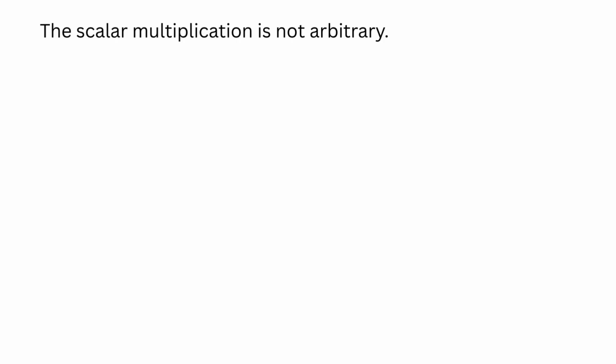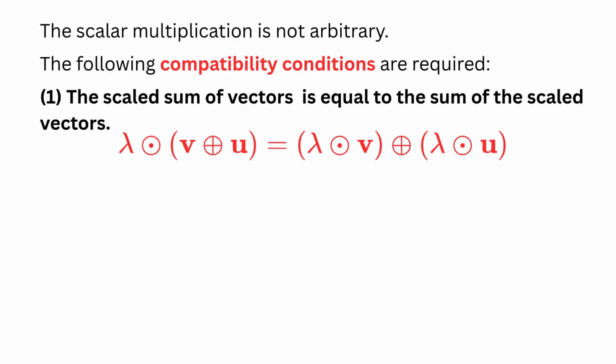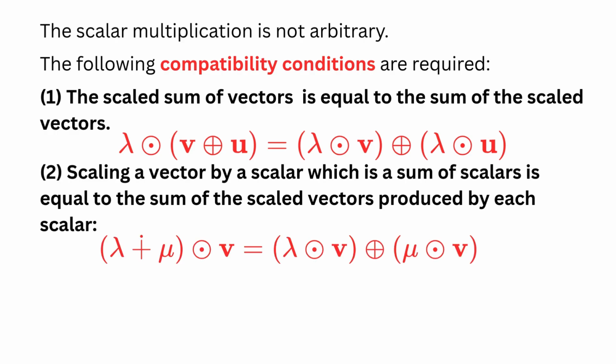The scalar multiplication is not completely arbitrary. To it, we impose a few conditions, known as compatibility equations, which are motivated by our experience with vectors in Rn. These are: 1. The scaled sum of vectors is equal to the sum of the scaled vectors. 2. Scaling a vector by a scalar, which is a sum of scalars, is equal to the sum of the scaled vectors produced by each scalar.